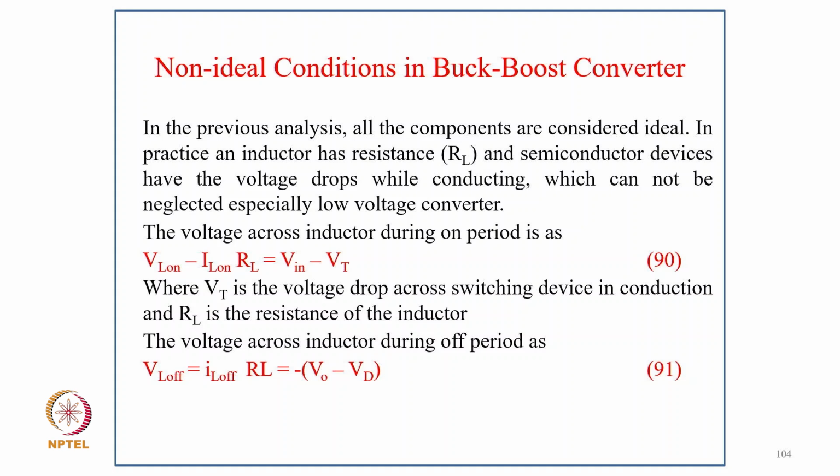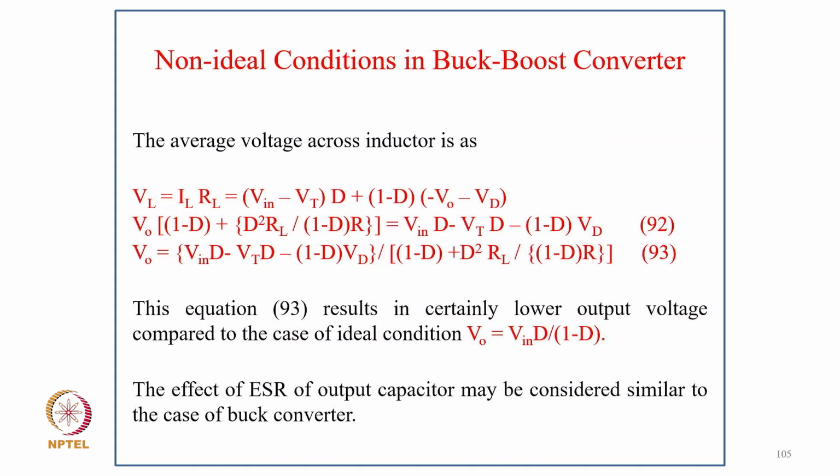The voltage across the inductor during the off period is VL(off) = -Vo - VD - IL·RL. So the average voltage across the inductor is VL = (V_in - VT)·D + (1 - D)·(-Vo - VD) - IL·RL = 0, which gives Vo = [V_in·D - VT·D - (1 - D)·VD] / [(1 - D) + D²·RL/((1 - D)R)].